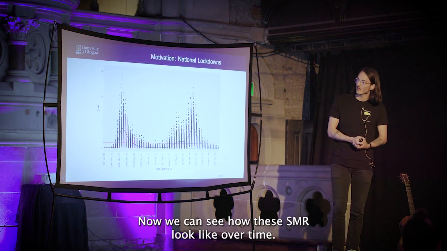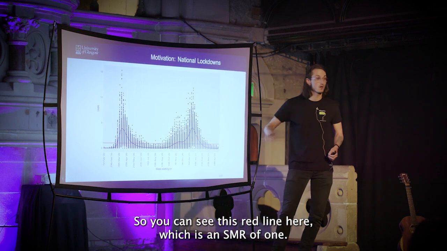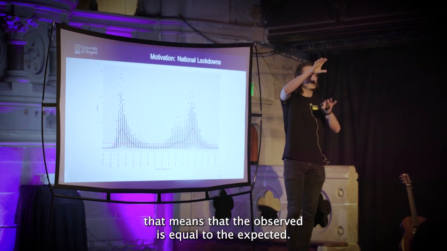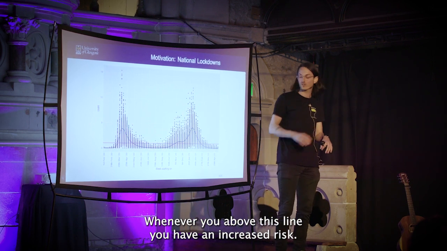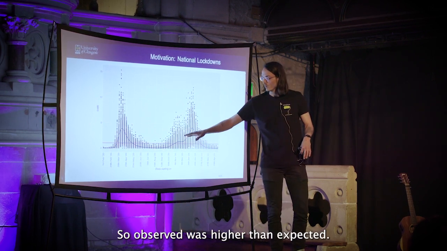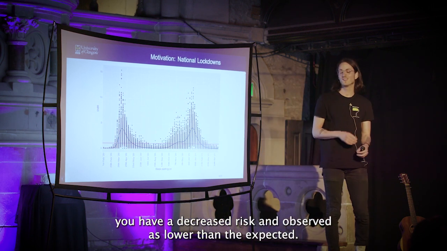Now we can see how these SMRs look over time. So you can see this red line here, which is an SMR of 1. That means that the observed is equal to the expected. Whenever you're above this line, you have an increased risk, so observed is higher than expected. Whenever you're below this line, you have a decreased risk, observed is lower than the expected.